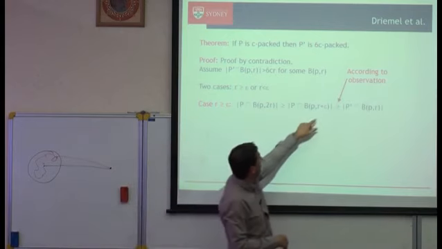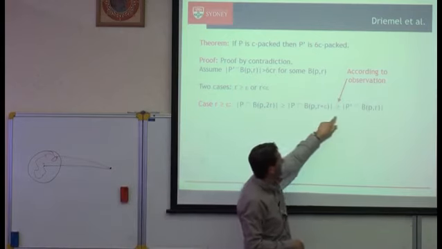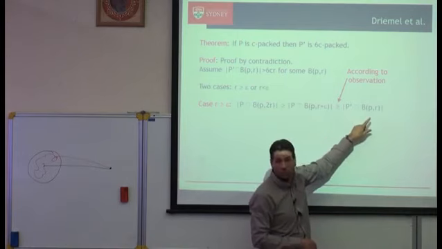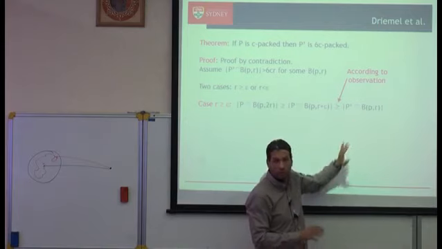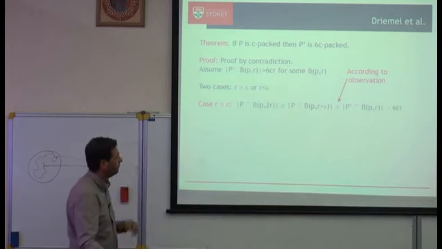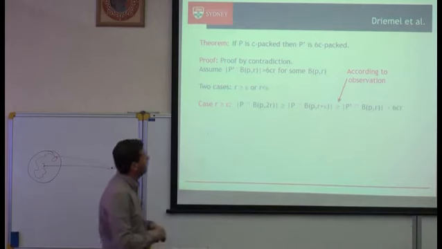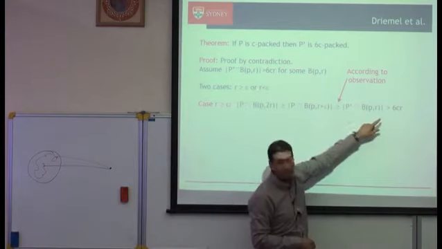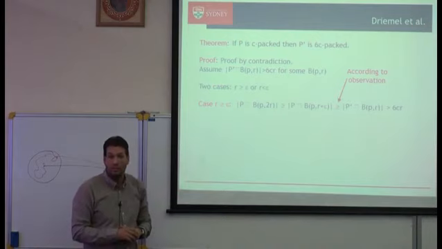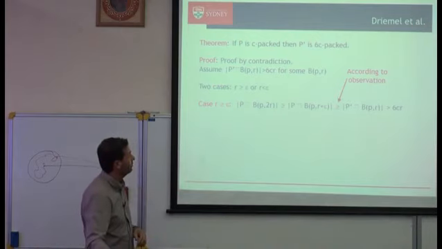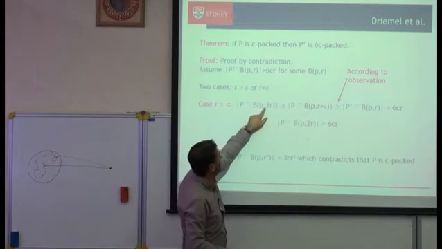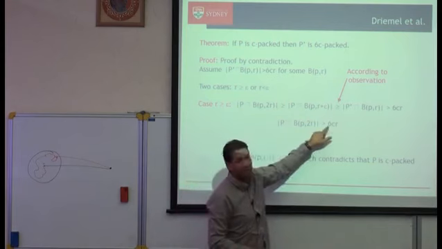From this, I know that this has to be bigger than or equal to the amount of the simplification inside the smaller ball, B(P,R). This follows directly from the observation I just proved. But this is greater than 6CR, according to the assumption. So what does this imply? Well, this implies that the intersection between P and a ball of radius 2R has to be greater than 6CR.